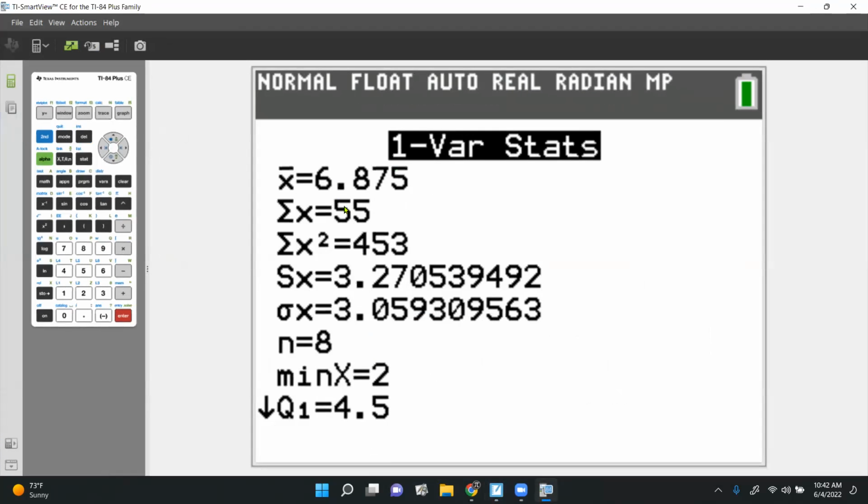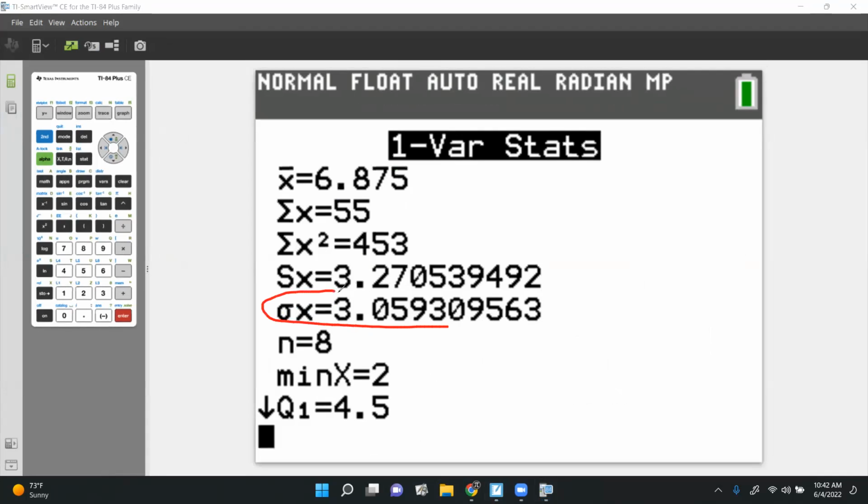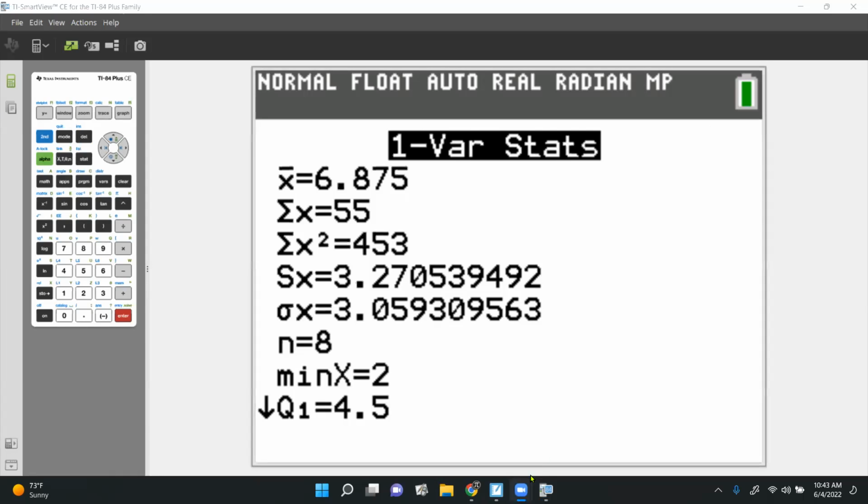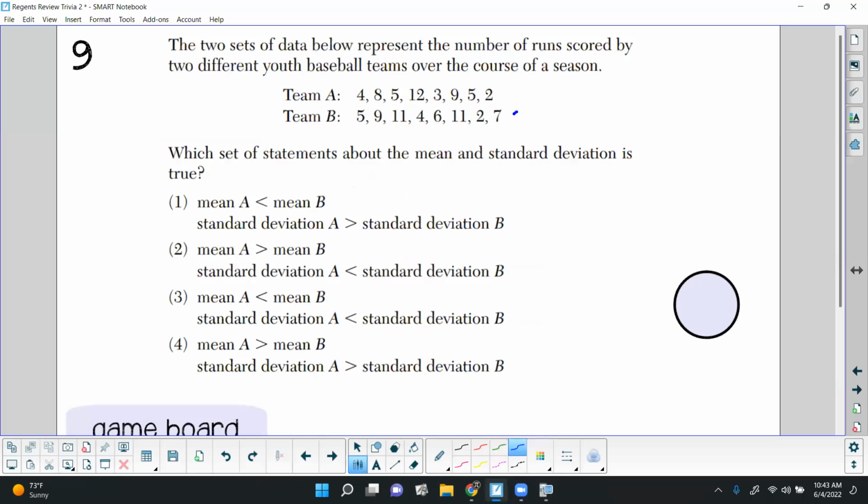When you are running your stats, right here, the sigma x, that's your standard deviation. So the standard deviation for the second function is 3.05. Okay, so I'm going to go back here. I'm going to take some notes. The standard deviation for this one is 3.05.